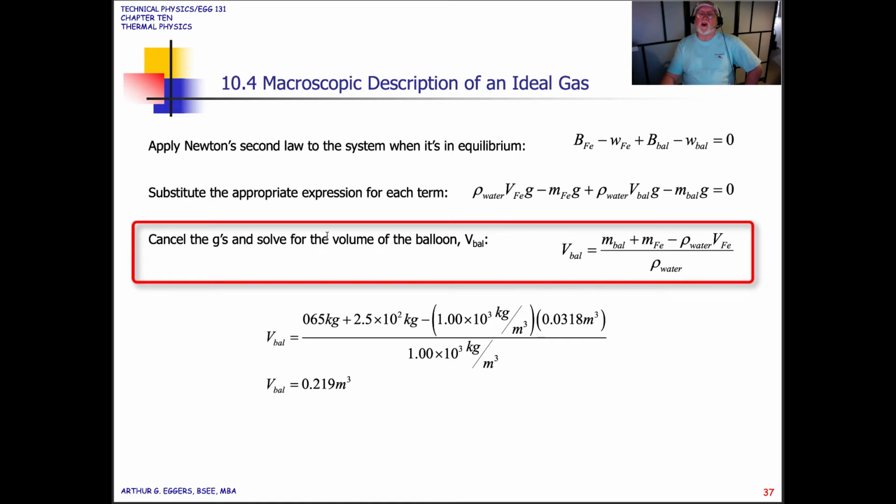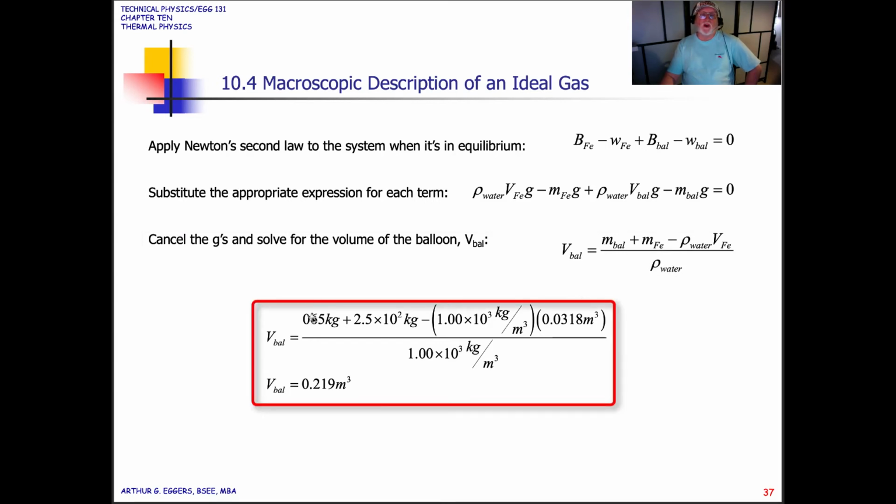We can take out all of the acceleration of gravity terms because they're constant throughout and solve for the balloon's volume, V sub BAL. So the mass of the balloon plus the mass of the iron weight minus the density of the water times the volume of the iron weight, divided by rho water, the density of the water. We enter all of those terms into our expression, and we end up with the volume of the balloon equal to 0.219 cubic meters.